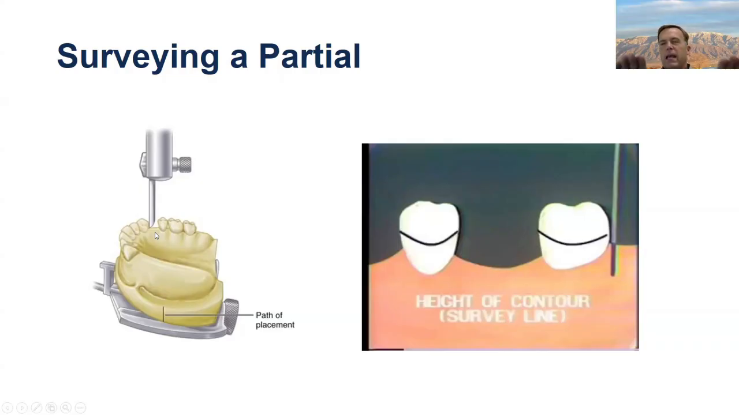The other thing is that we can kind of modify it a little bit in terms of tilting from the right to the left side to try and get our heights of contour more symmetric, which creates a more aesthetic partial and also more even retention cross arch, which is really important. The other thing about surveying is that once we know where all the undercuts are, we know where we can put our clasps because our clasps need to engage specific undercuts.